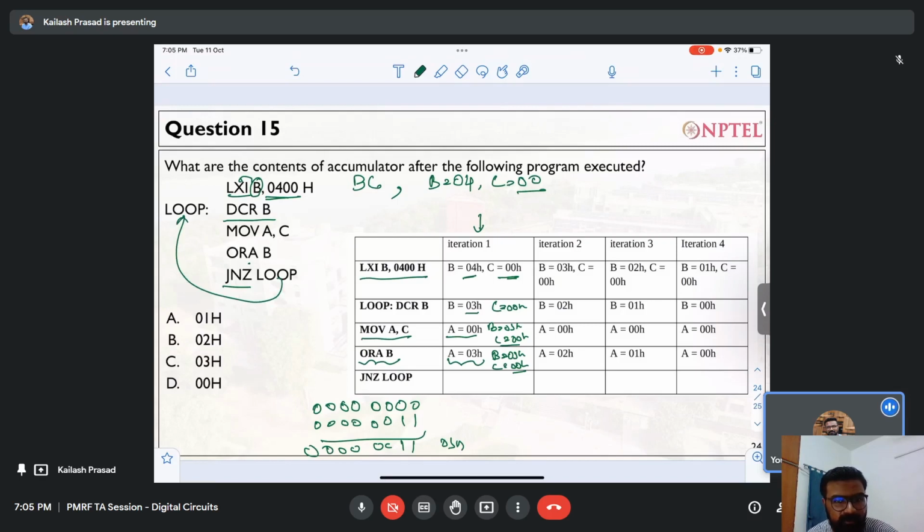Please tell me if the first iteration is clear to everybody. So this is the first iteration, we have gone from this step to this particular step. Is that clear? Okay, what about others?